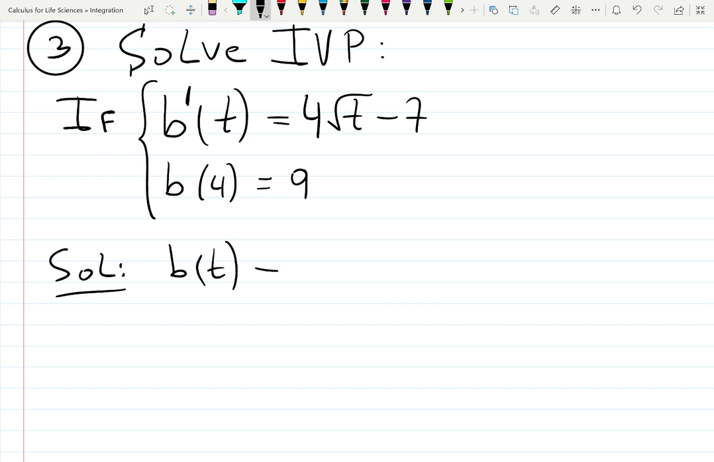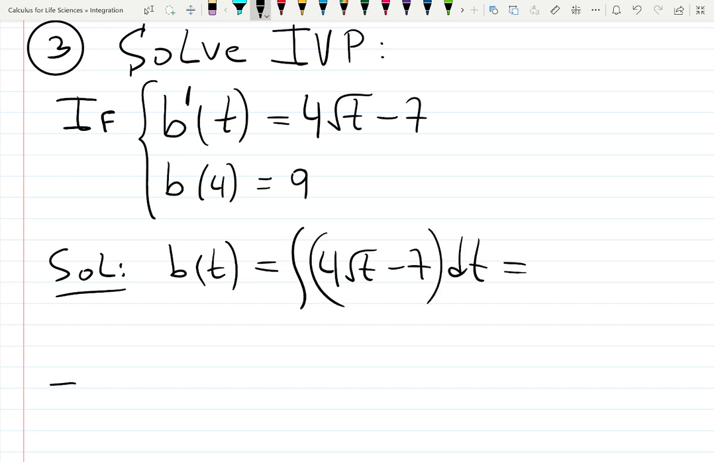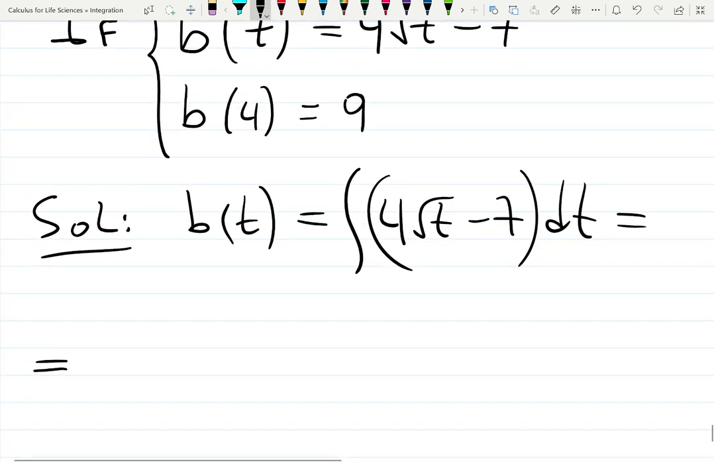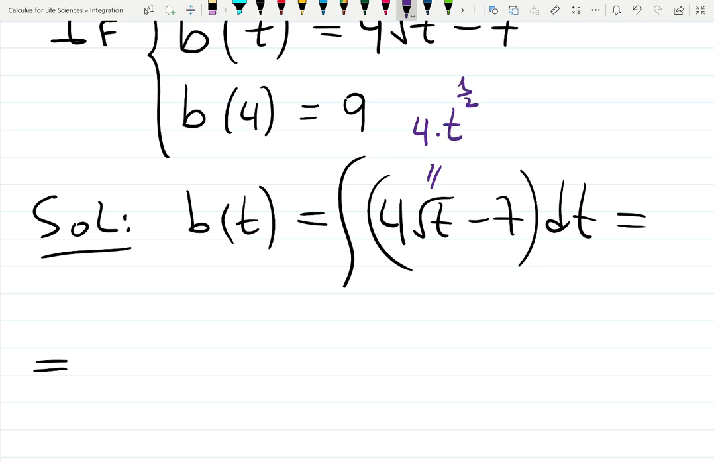How do you find B of t? You just integrate the derivative function, 4 square root of t minus 7, dt. Now let's practice integration. I don't think you know what the integral of 4 square root of t is. But you can take a pencil and rewrite this as 4 times t to the 1/2 first.